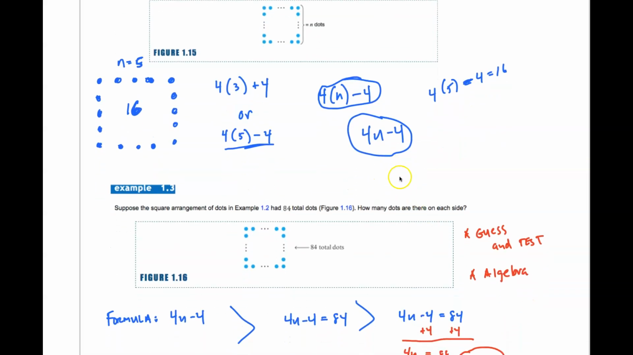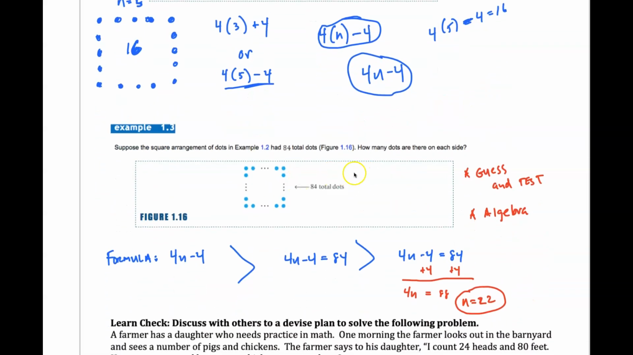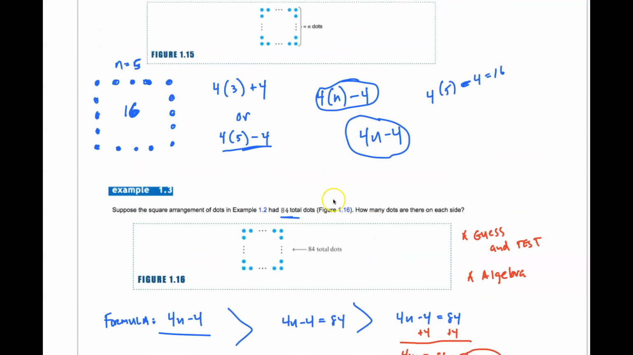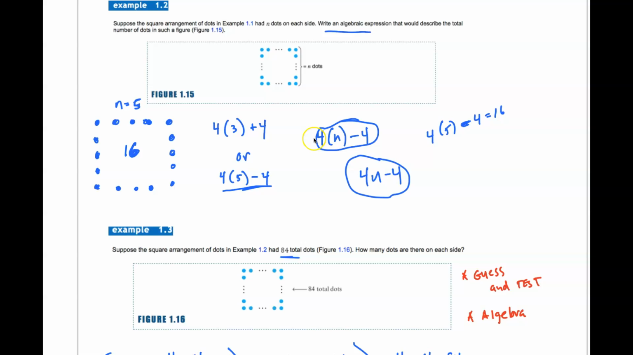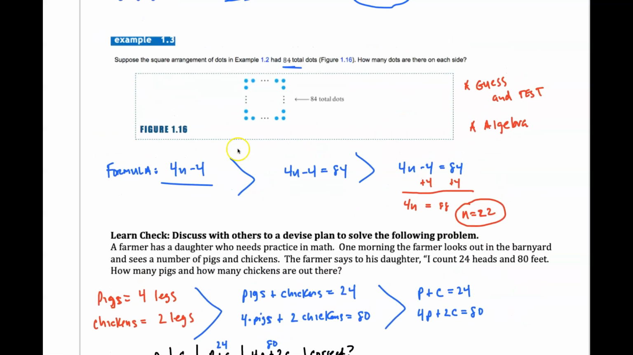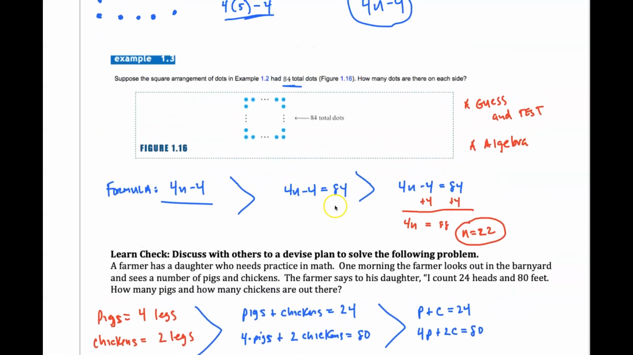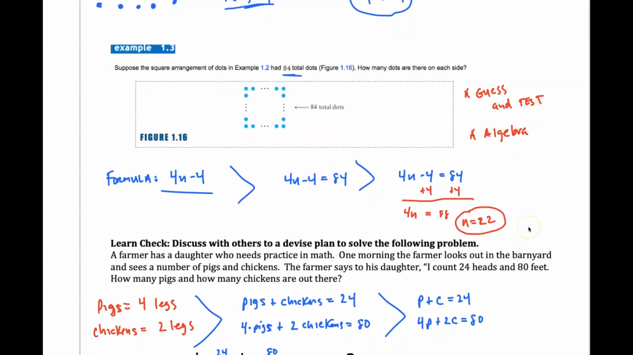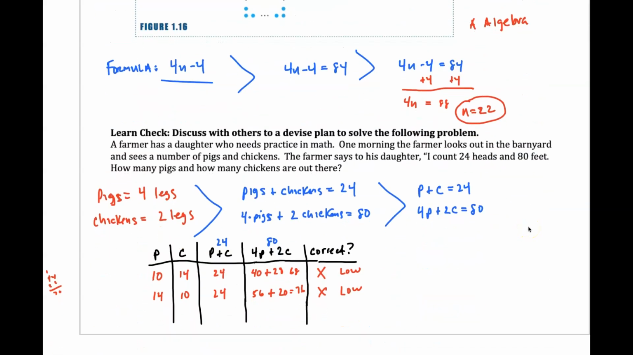Now, extending that equation to this: how many dots are on the side if you have 84 total dots? Again, the formula is 4n minus 4, and you want to try that out for different sizes. Then you set that equal to 84, use some simple algebra, and we find there would be 22 dots on the side.